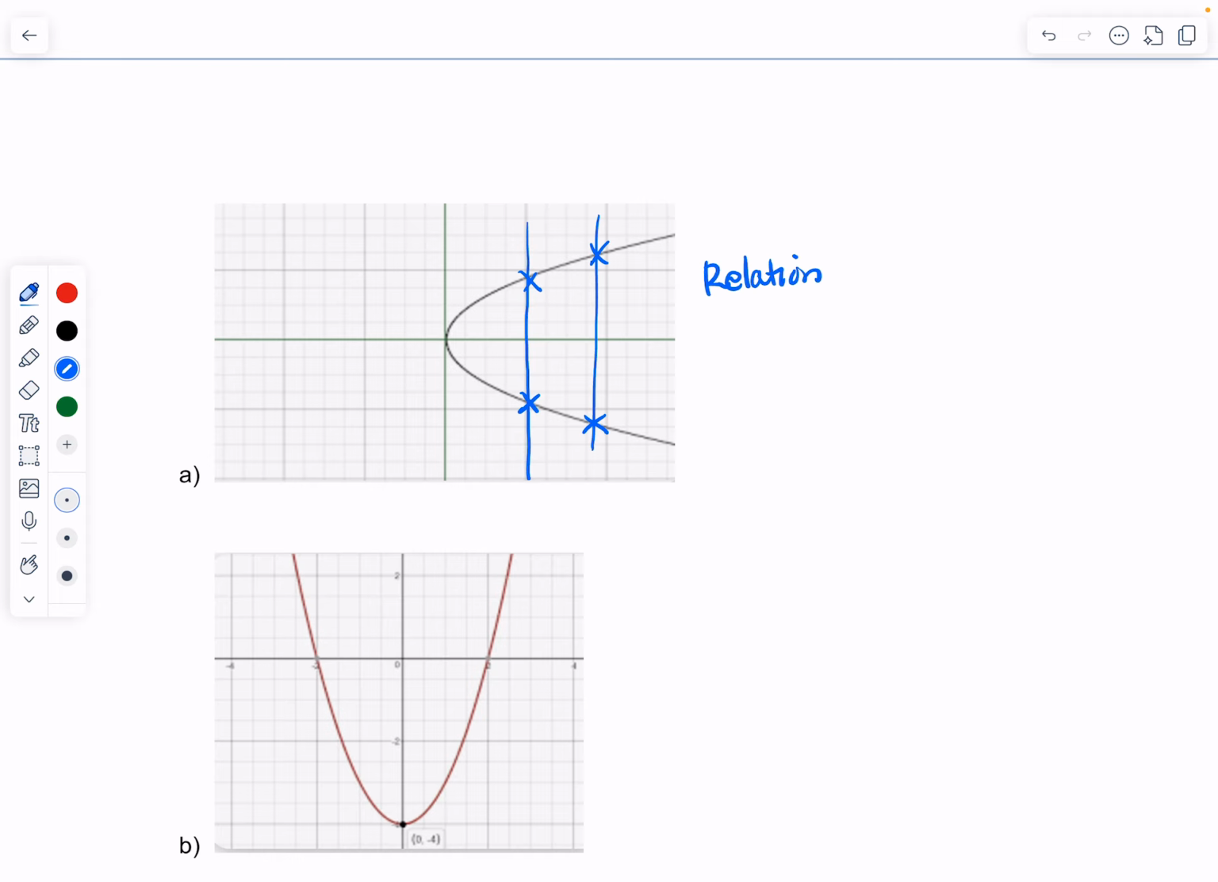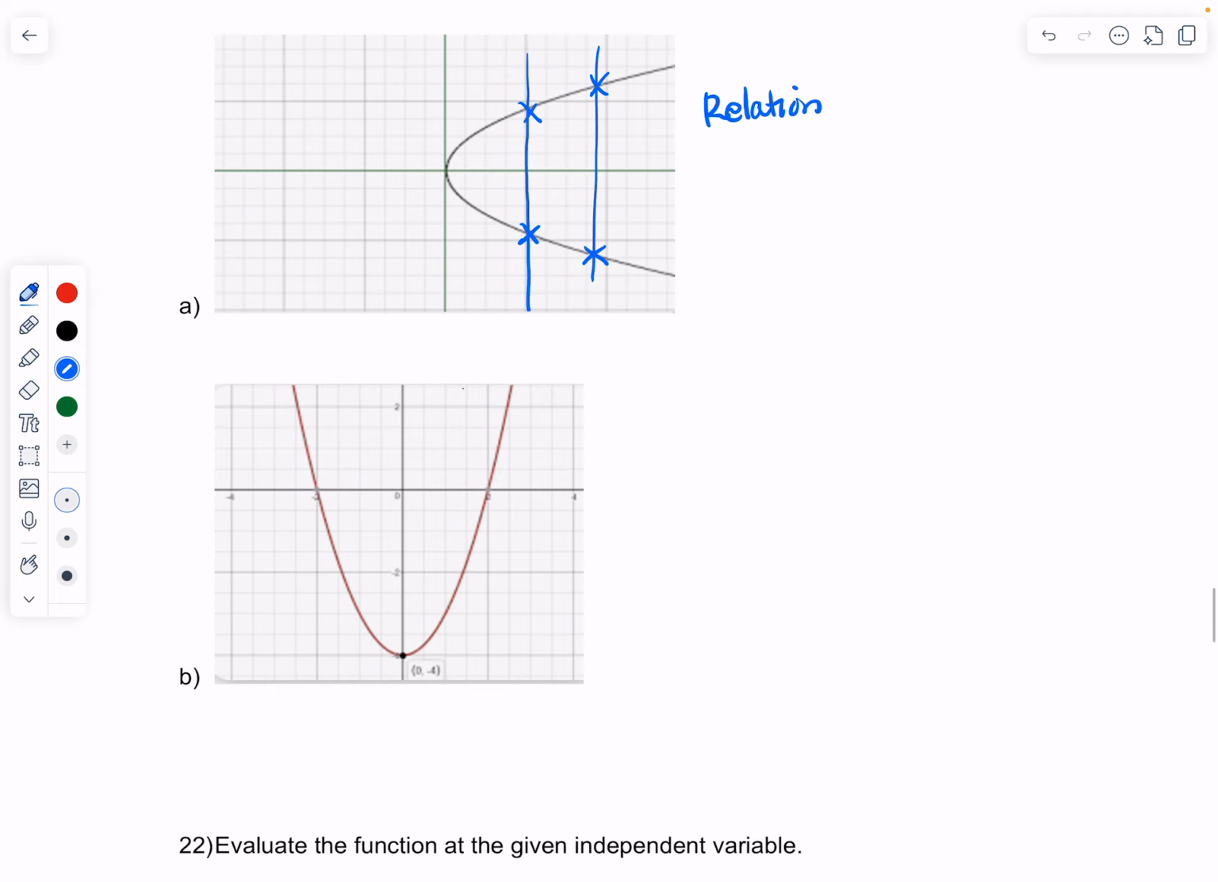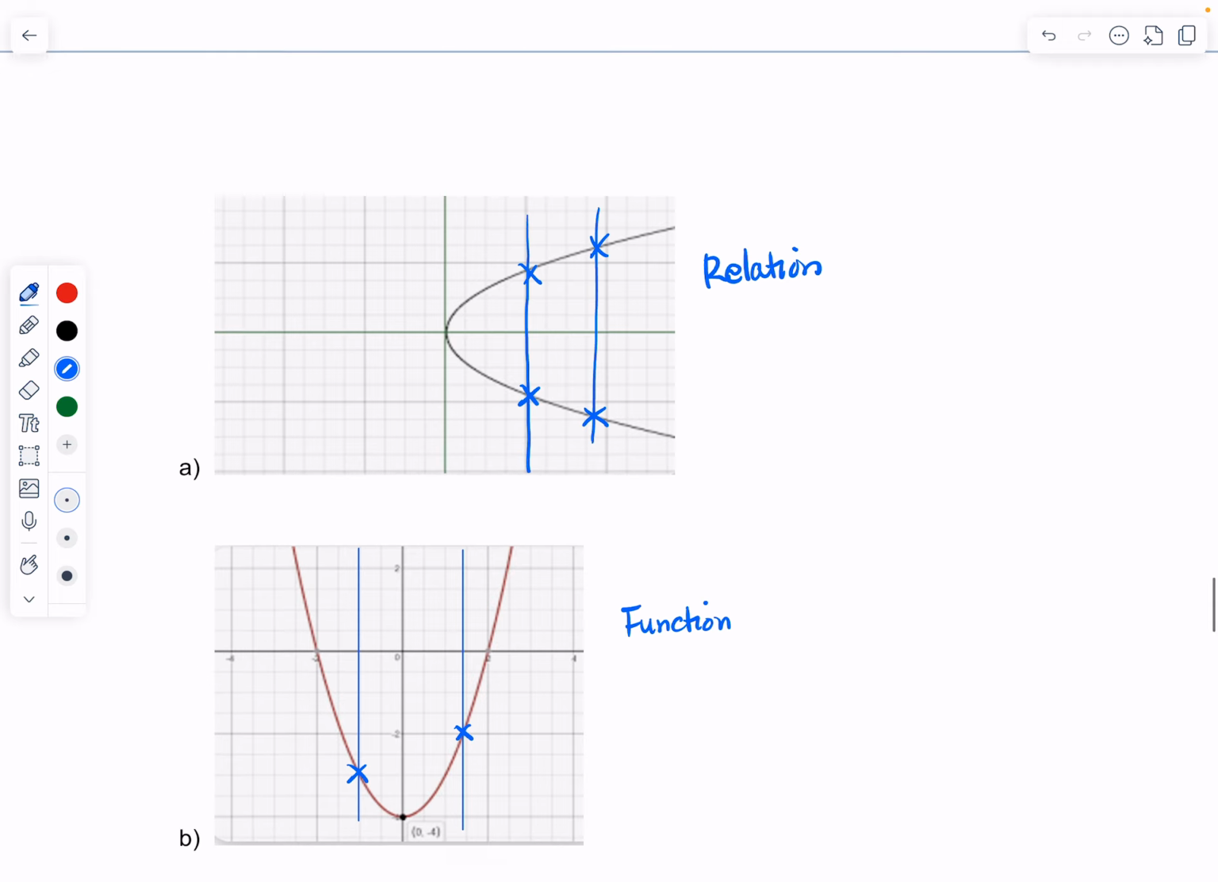And for B, again, doing the vertical line test, I see that it only touches once, and if I do a couple of these just to make sure, it only touches the function once, so it is a function. So remember, a function is a special type of relation, and if I do the vertical line test, it only touches the function once. So that is 21, A and B.